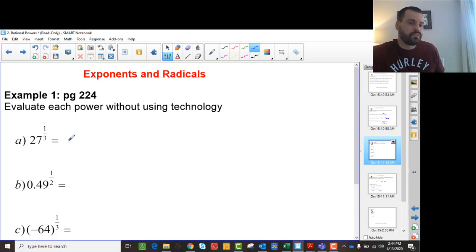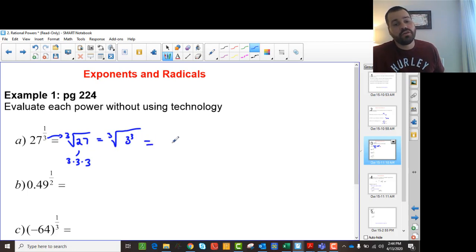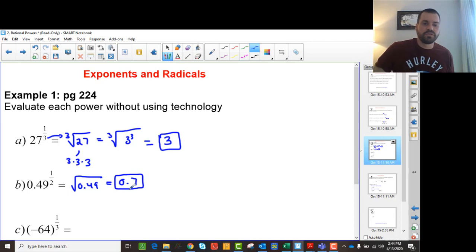So 27 to the 1/3, we just said that's the cube root. Index comes from the denominator, and then of 27. So we know that that's the cube root of, if you prime factor this, 3 times 3 times 3. So it's 3 cubed. And the cube root of 3 cubed just becomes 3, okay? 0.49 to the 1/2, we write that as the square root of 0.49, and hopefully recognize the square root of 49 is 7. So the square root of 0.49 is 0.7. Okay, that's one you should know.